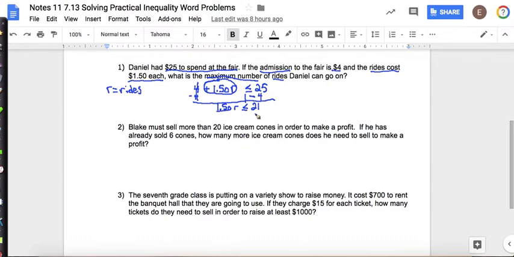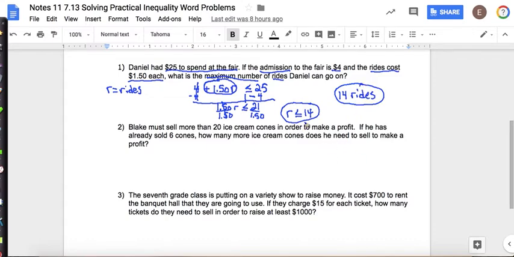Now divide both sides by $1.50. The $1.50s cancel. And 21 divided by $1.50 is 14. So write R is less than or equal to 14. So circle R is less than or equal to 14. Now let's make sure we answer the question. So that's our inequality. What is the maximum number of rides Daniel can go on? He can go on 14 rides. So that's the most rides that he can go on.